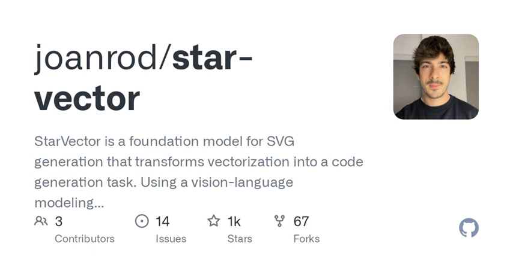To kick things off, let's break down how StarVector operates. At its core, it transforms vectorization into a code generation task. This means it doesn't just create visuals, but turns visual elements into programmable formats that developers can easily manipulate. Quite the game changer, right?